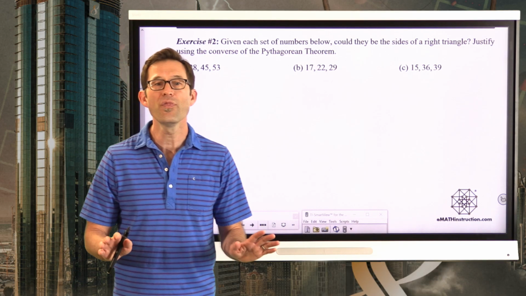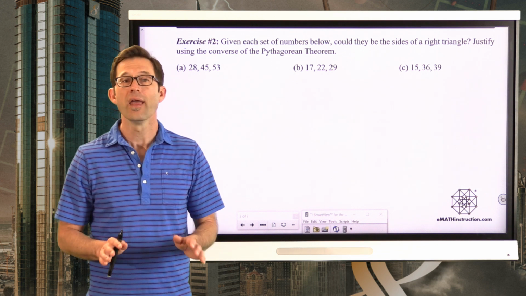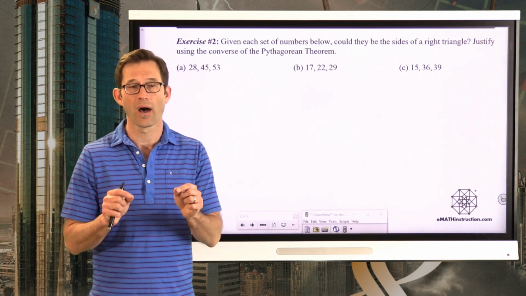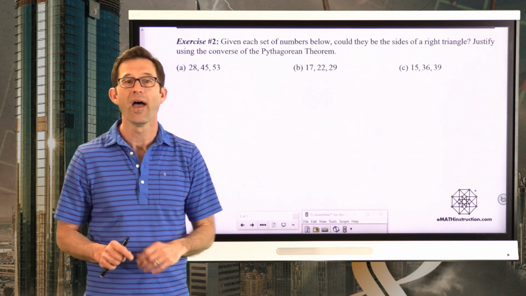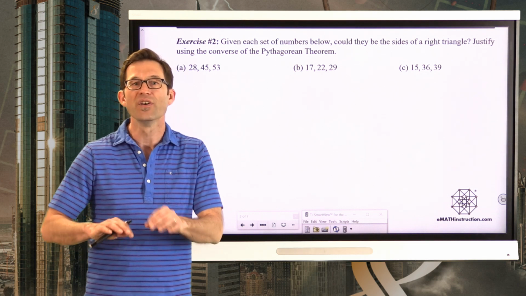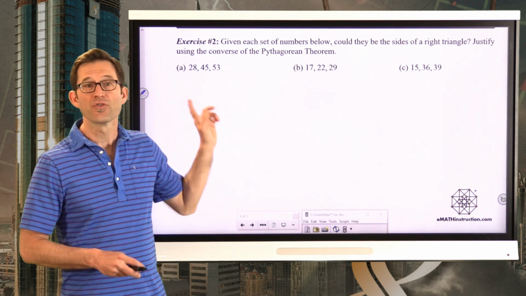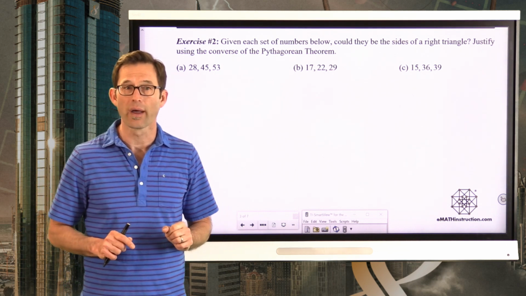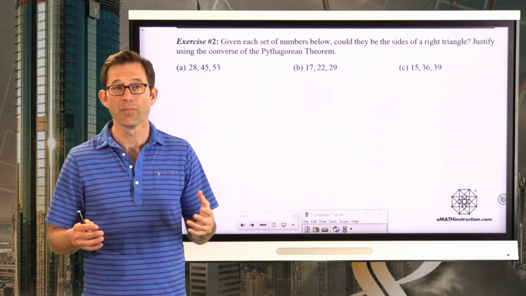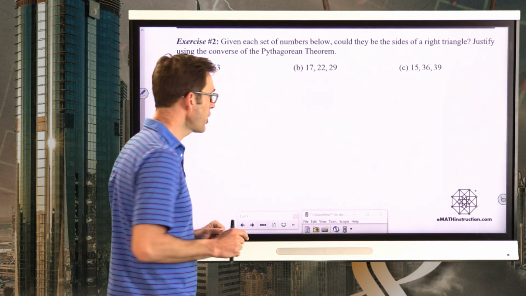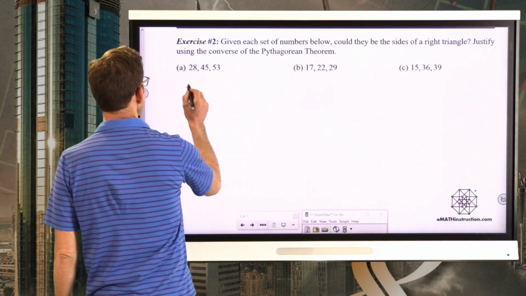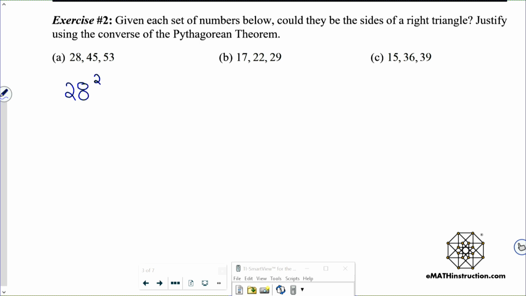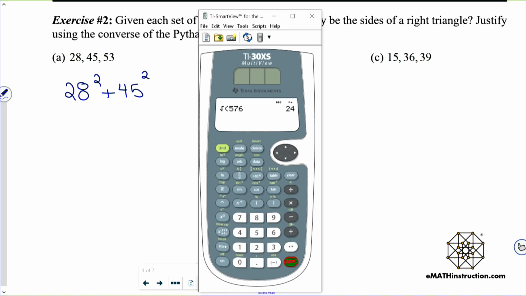All right, now one thing to have no doubt about: in the Pythagorean theorem, the longest side, or the largest number of the three, has to be by itself. It has to be the c. So 28, 45, and 53, could they be the sides of a right triangle? Well, if they could be, then they'll fit the Pythagorean theorem. So how do I check that? Here's what I do. I take the two smallest ones, I square them, and I add them together. So I take 28 squared plus 45 squared.